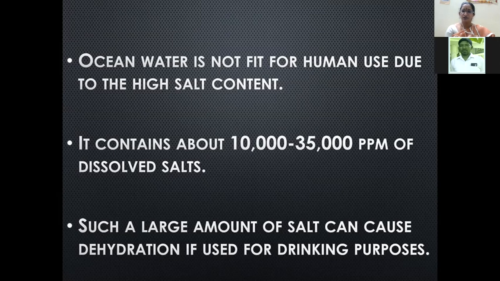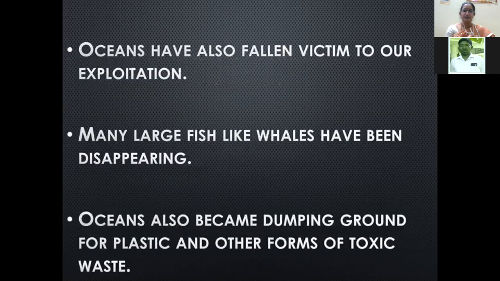So in the next, what do we see? How we are exploiting the ocean, how we are killing some of the animals, and by the way some of the animals are disappearing, and how we are making the oceans become the dumping yards of plastic and toxic waste. Oceans have also fallen victim to our exploitation.